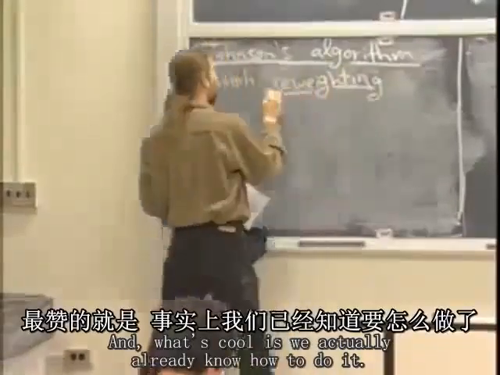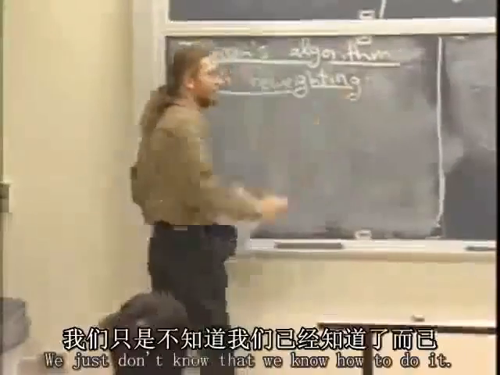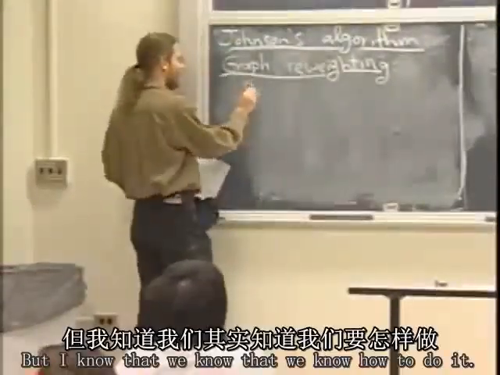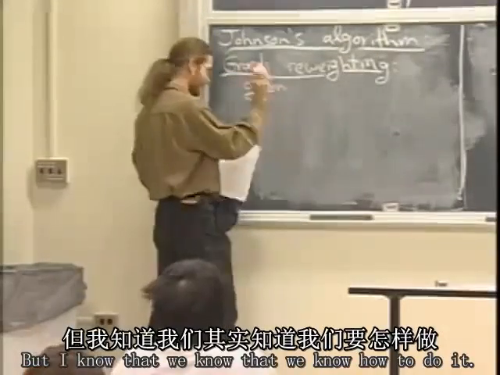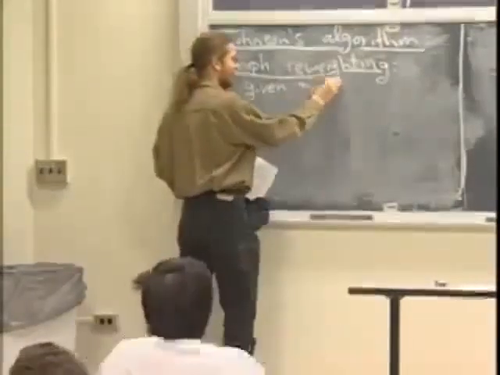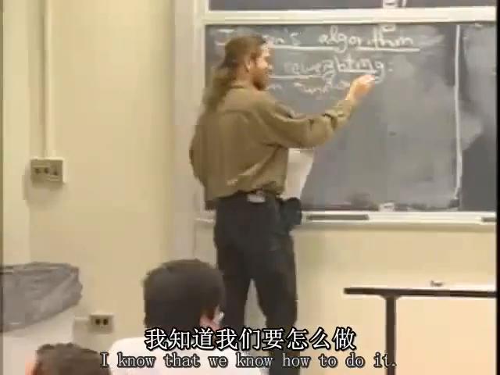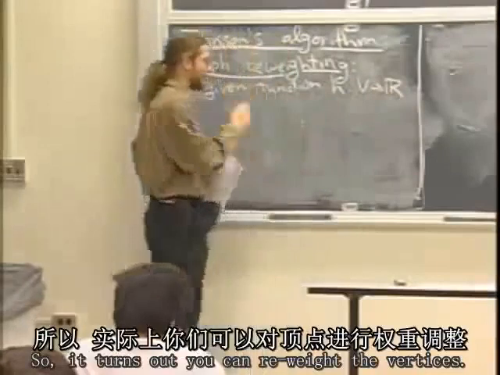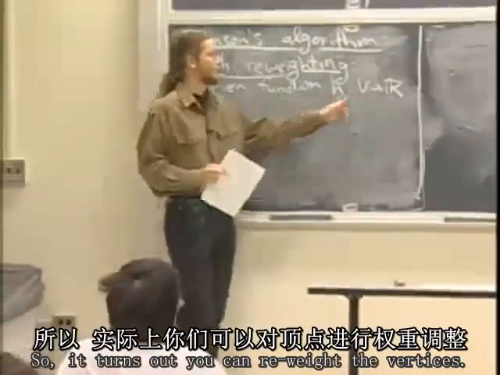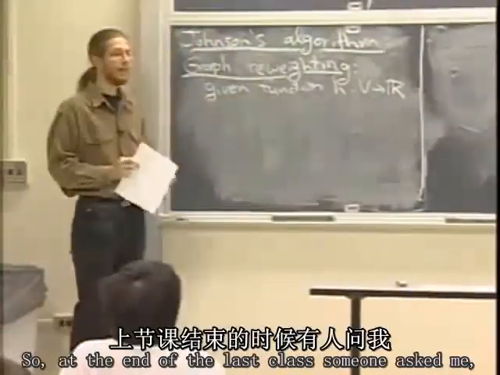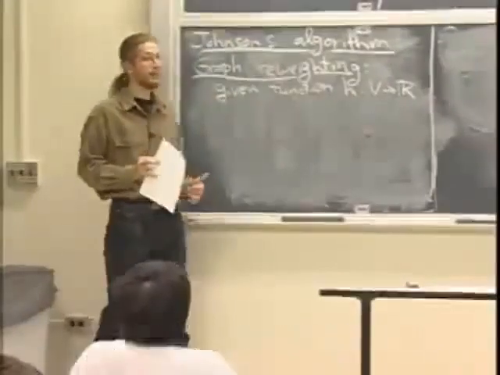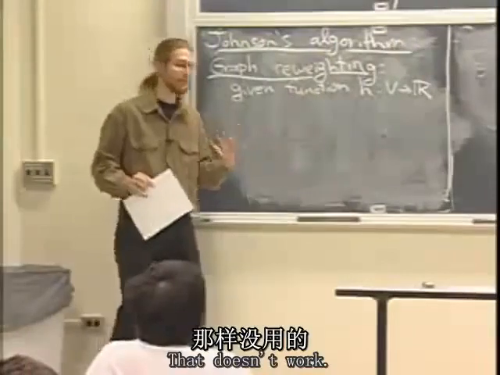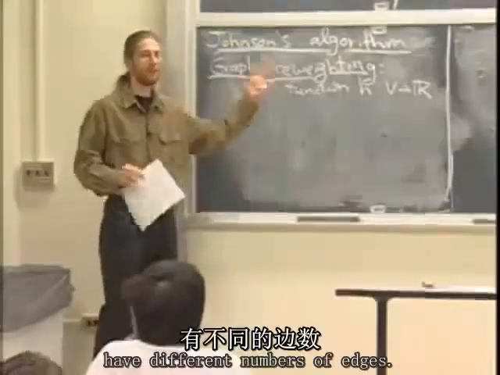And what's cool is we actually already know how to do it. We just don't know that we know how to do it. But I know that we know how to do it. You don't yet know that we know that I know that we know how to do it. Okay. So, turns out you can reweight the vertices. So at the end of the last class, someone asked me, can you just add the same weight to all the edges? That doesn't work. Not quite, because some different paths have different numbers of edges.